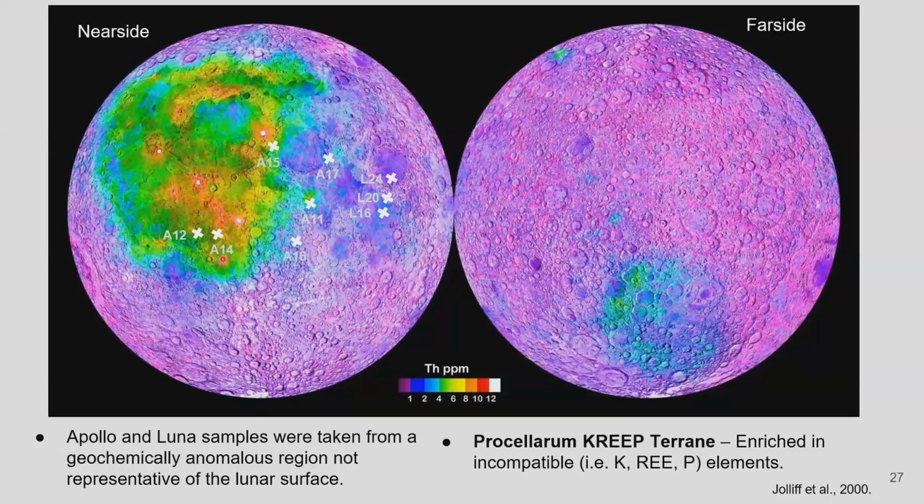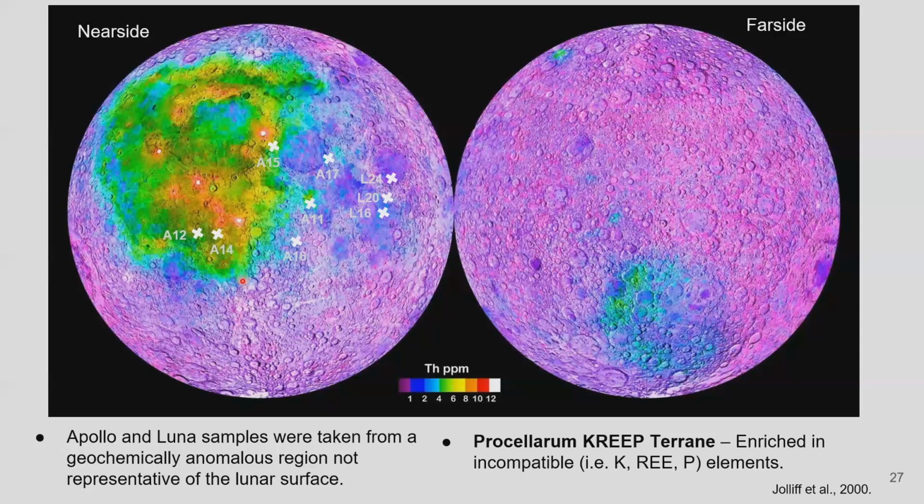And that, of course, begs the question, well, it would be great to sample material from this part of the moon, the far side, and mostly from the feldspathic highlands terrain that is far away from this anomalous region on the moon. And you might be wondering, well, how did we obtain this information to say that this was anomalous?